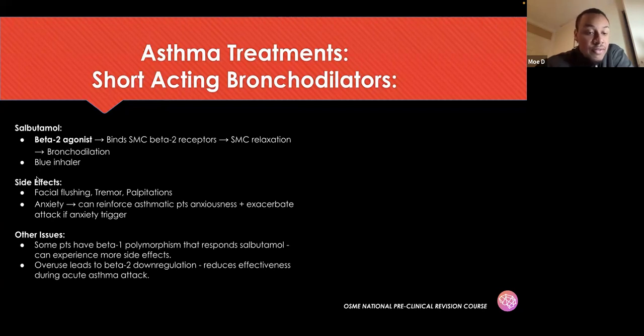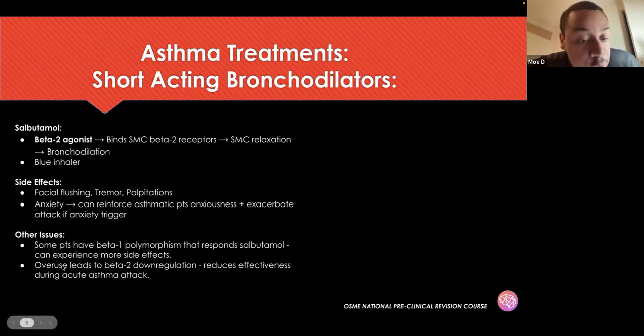And in terms of side effects, you can get facial flushing, tremor, and palpitations. And it can also cause anxiety. And if the patient's asthma is driven by anxiety, it can sort of cause a vicious circle. So that's important to consider. Some other issues is that some patients might have a beta-1 polymorphism that also responds to salbutamol. So they can experience more side effects because the salbutamol is binding to beta-1 and causing the side effects linked to that.